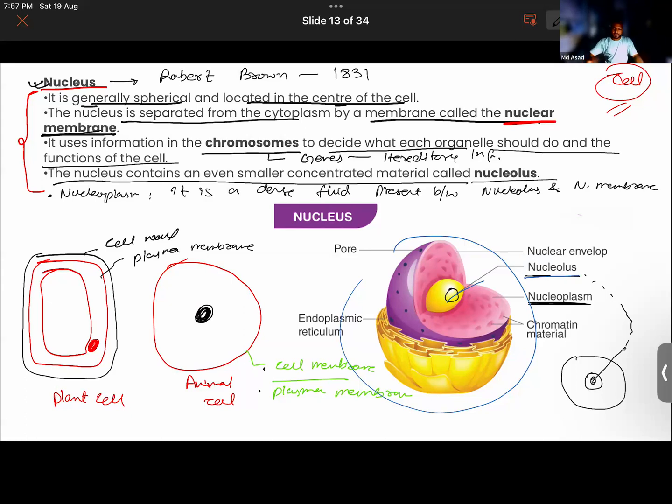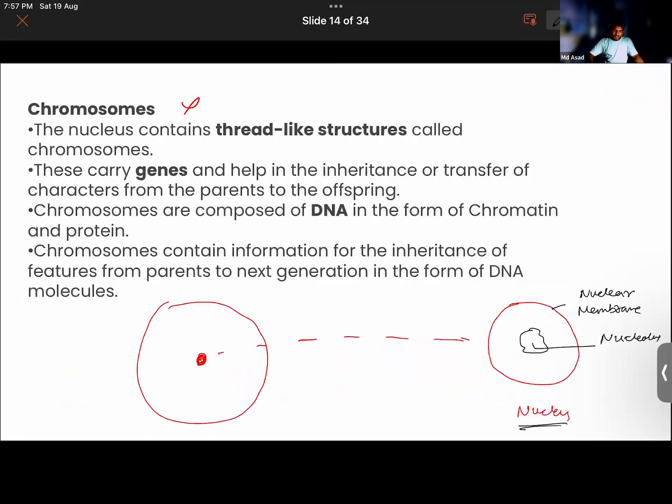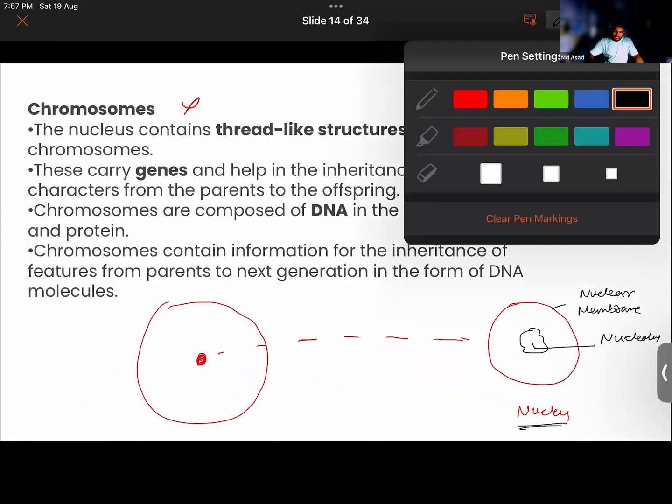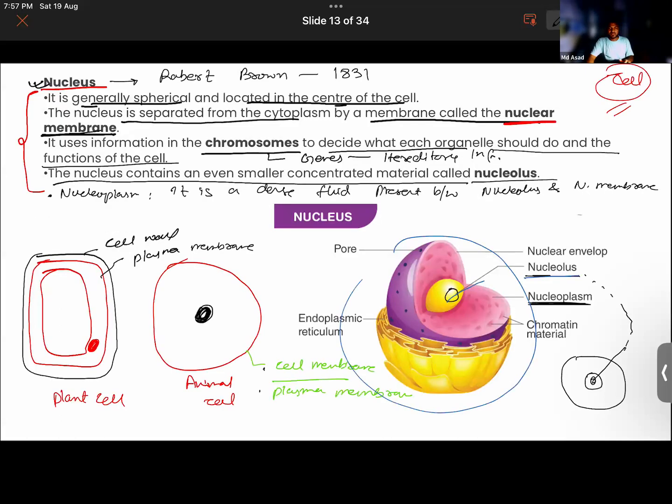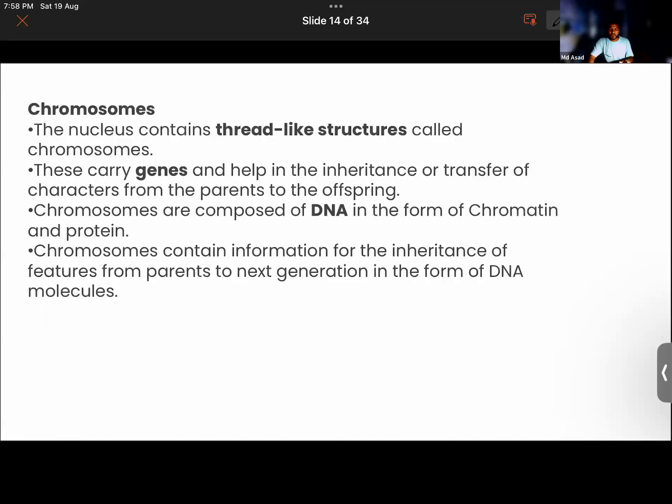Okay, now moving on, let's talk about chromosomes in today's class. Any confusion in nucleus? Like the points which I've written here, just memorize them. Okay, good. Now talking about chromosomes, what is a chromosome actually? It is basically the thread-like structures present inside the nucleus.